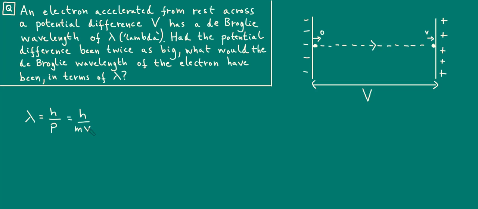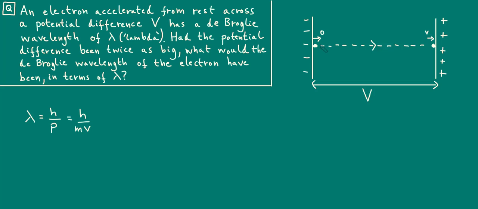So the de Broglie wavelength depends on the final speed. And if the accelerating voltage or potential difference big V changes, that's going to impact the final speed. And therefore that will determine how the wavelength changes. So figuring out how the final speed changes is the key here.